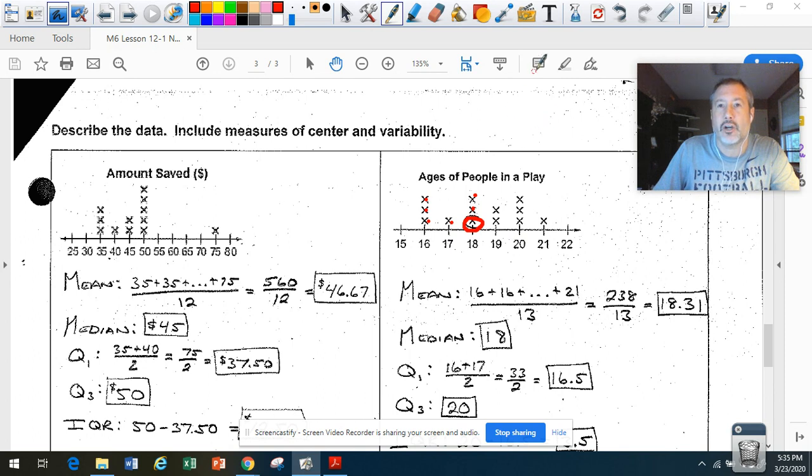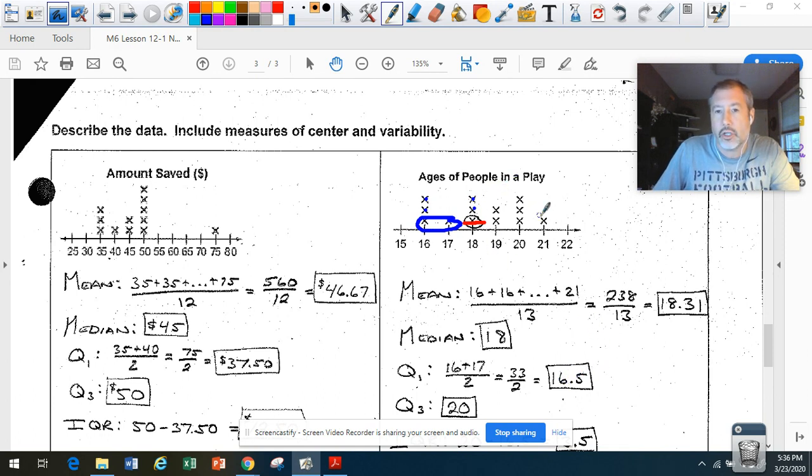So let's figure out where the Q1 is. Now we're not going to use this 18 here at all. So if we take a look here, I got 1, 2, 3, 4, 5, 6. I have 6 people here. So 1, 1, 2, 2, and right here's Q1. It's 16 plus 17 divided by 2. So 16 plus 17 is 33 divided by 2. So Q1 is 16 and a half years old.